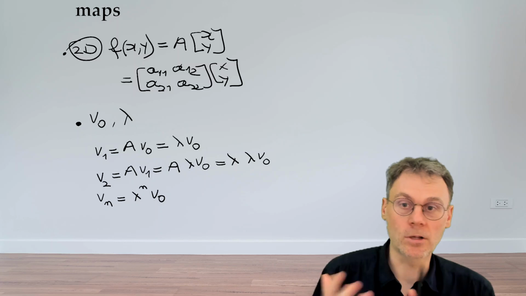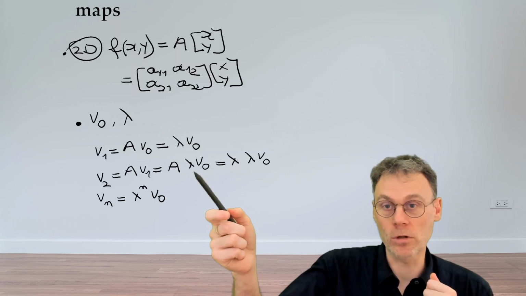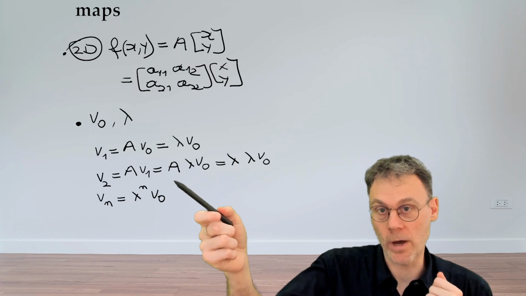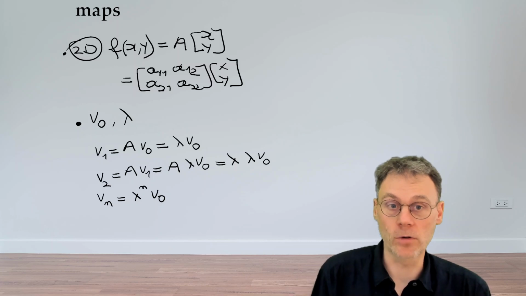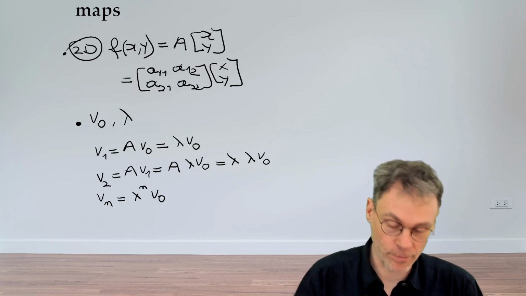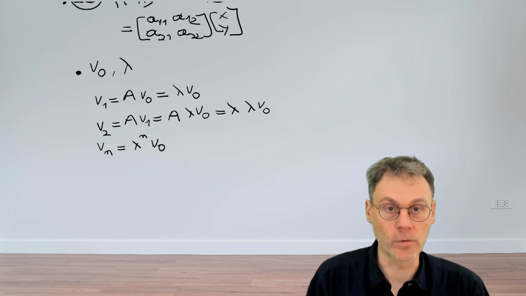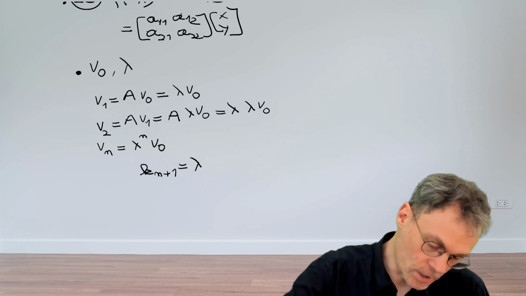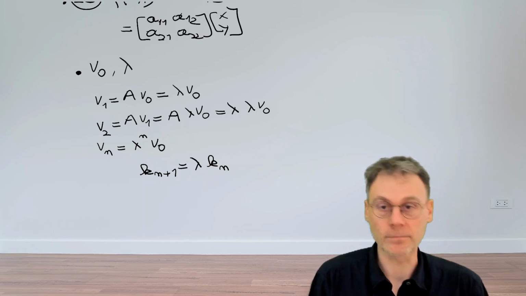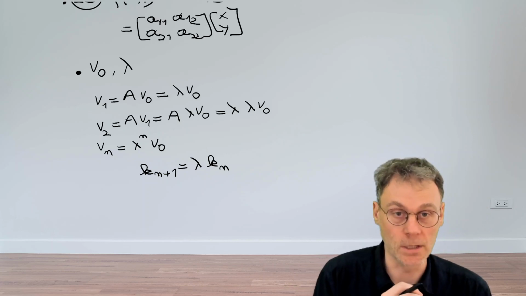And you see this is actually very reminiscent of a 1D map, because if you look at each of the coordinates of the x and y coordinate here of v0, for each of these coordinates you can write down a linear 1D map, namely that k_{n+1} is equal to lambda k_n. So this behaves in each of its coordinates as a 1D linear map.